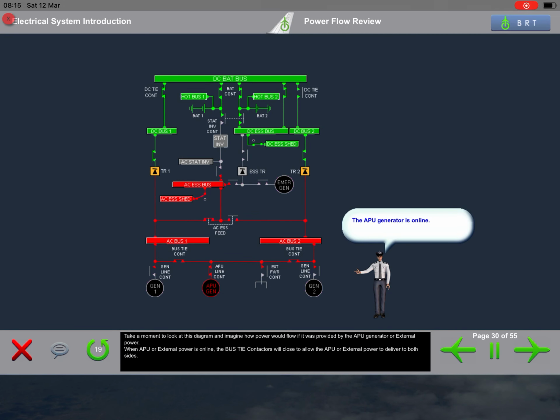Take a moment to look at this diagram and imagine how power would flow if it was provided by the APU generator or external power. When APU or external power is online, the bus tie contactors will close to allow the APU or external power to deliver to both sides.